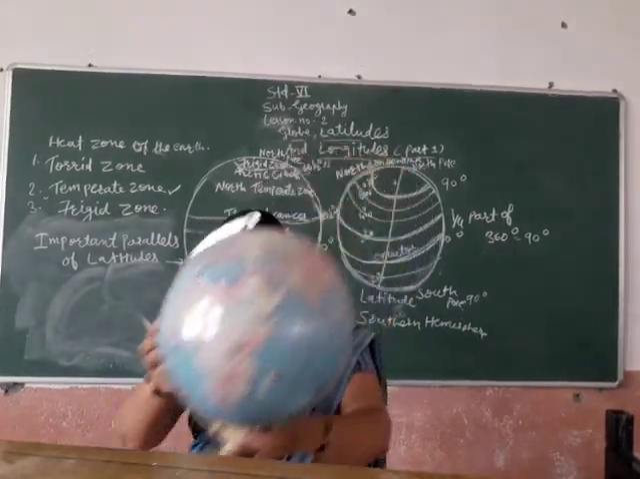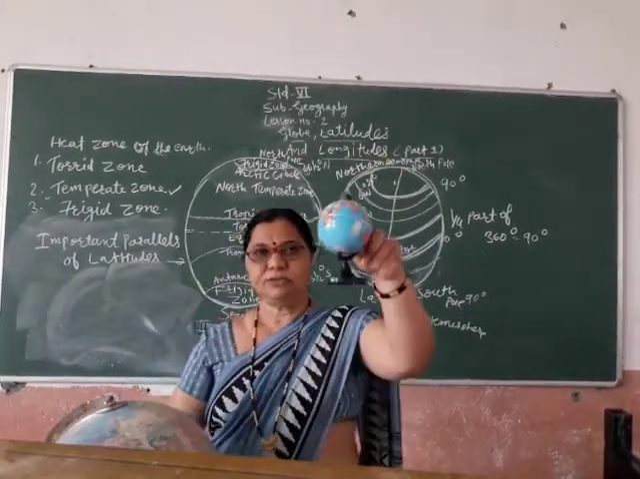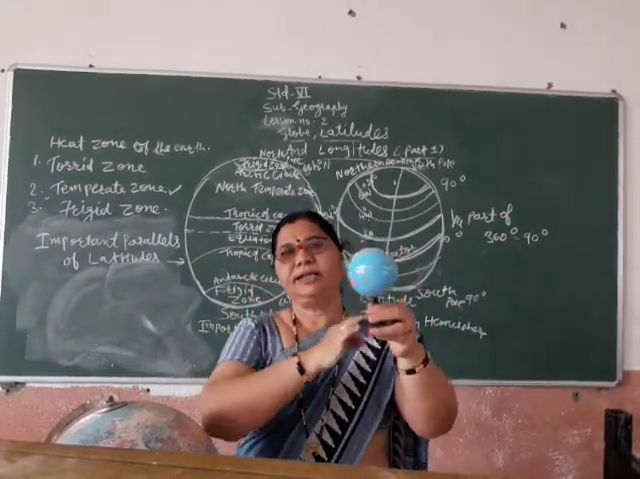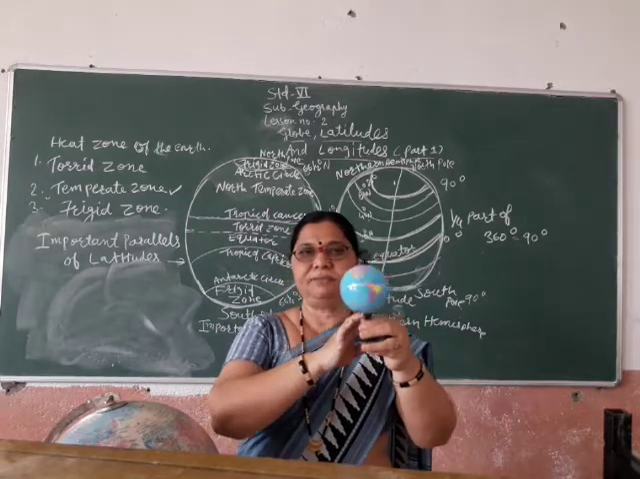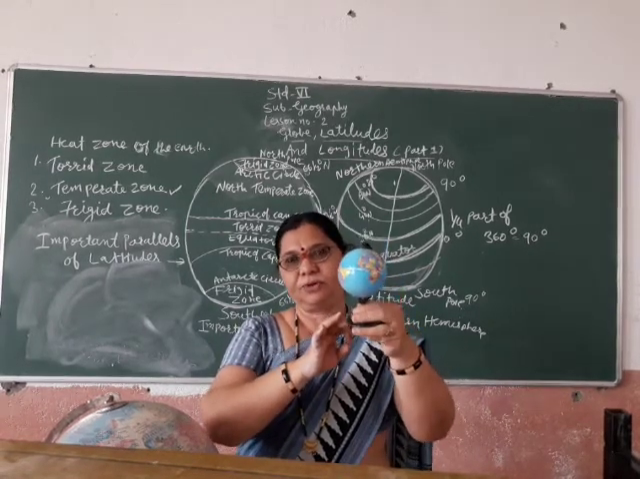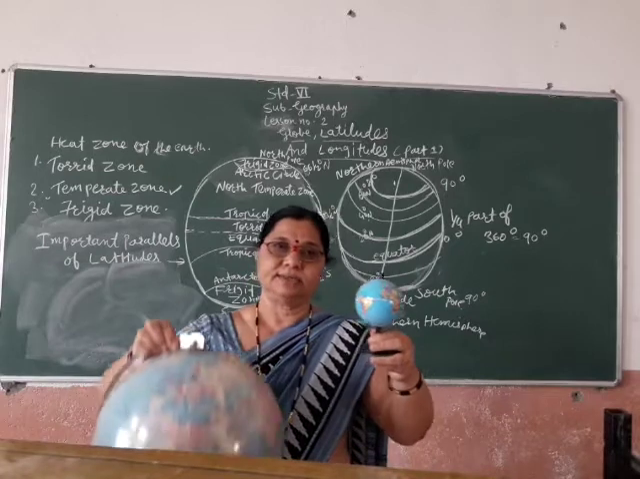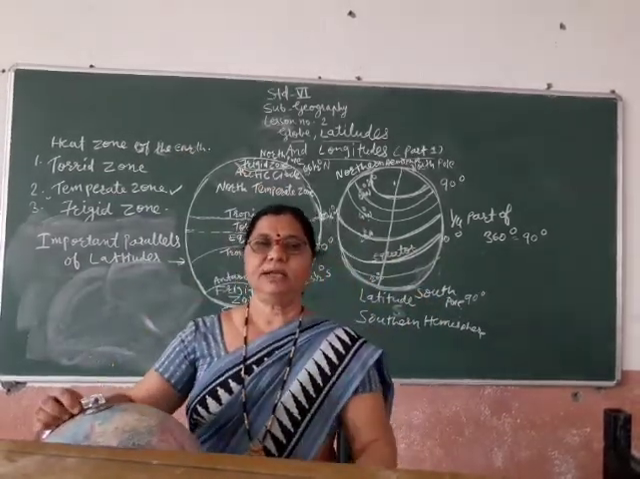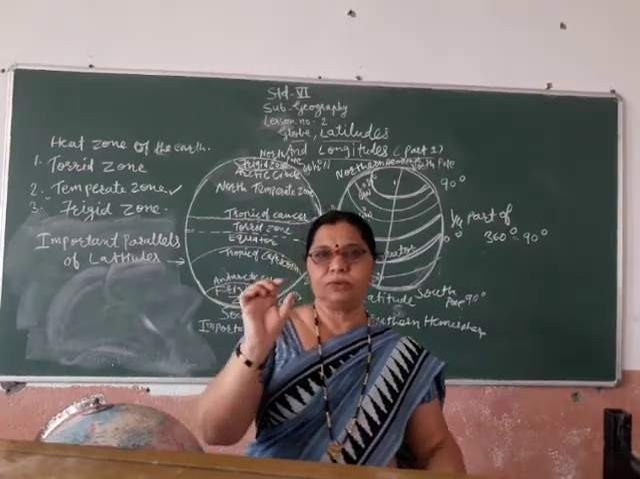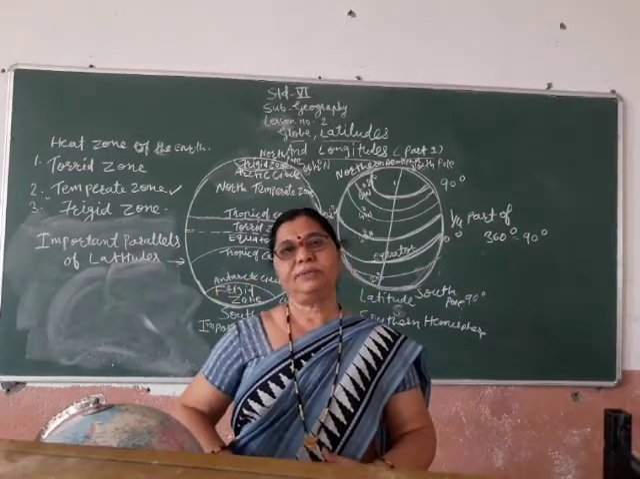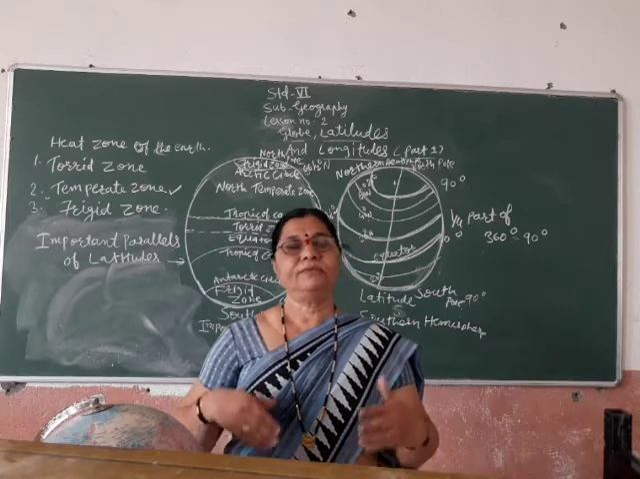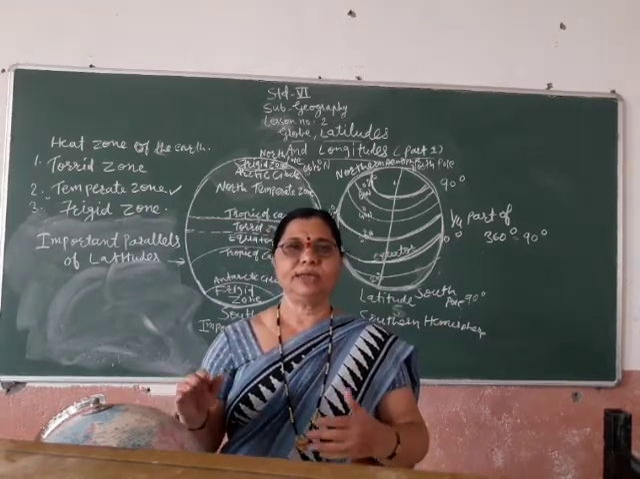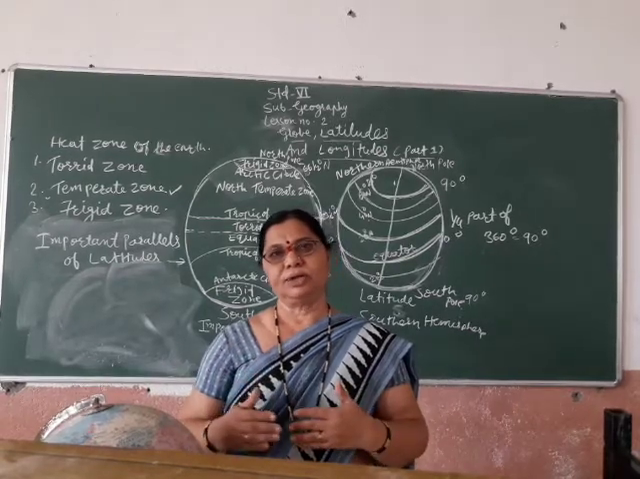Now there are different sizes of the globe. This is the bigger one, this is the smaller one. This smaller one I brought to show you. I carried it in my purse. Not only that, there are such small globes that we can keep in our pocket also. Wherever we go, we can carry such globes anywhere to find out the location.